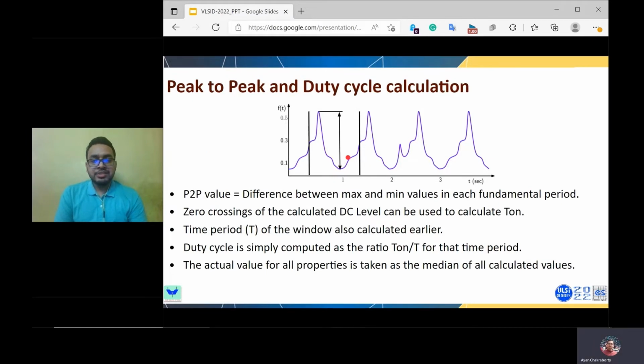Peak to peak calculation is relatively straightforward. It is just the difference between the maximum and minimum values inside the exact window. Duty cycle can also be calculated using the previously calculated time period and DC level values. So T on can simply be calculated as the time difference between a positive zero crossing and the negative zero crossing of the signal at the actual DC level. That gives T on, and the time period T we have already calculated earlier. So duty cycle can simply be computed as the fraction T on by T. And in case there are multiple such values reported, we take the median of all values for the window.